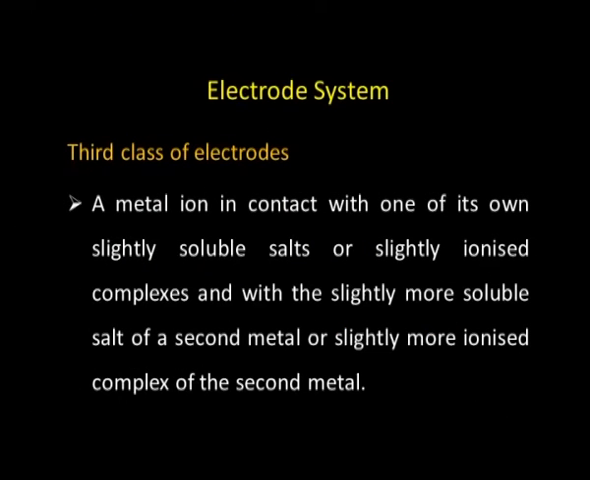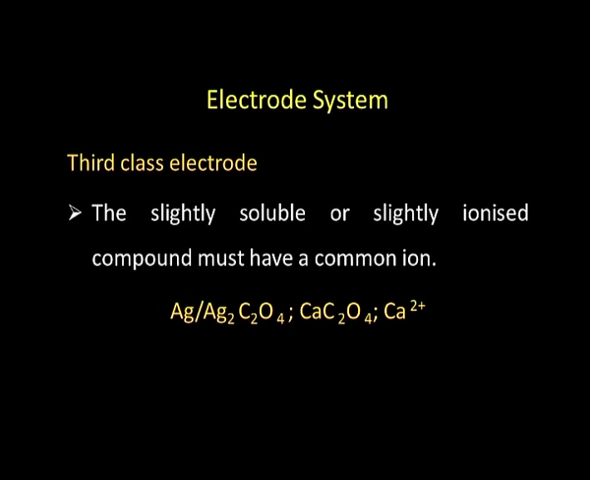The third class of electrodes are a metal ion in contact with one of its own slightly soluble salts or slightly ionized complexes, and with a slightly more soluble salt of a second metal or slightly more ionized complex of the second metal. The slightly soluble or slightly ionized compound must have a common ion, like Ag, Ag2C2O4 or CaC2O4 and calcium ions. Similarly, mercury, Ag2C2O4 and CaC2O4 and calcium ions.